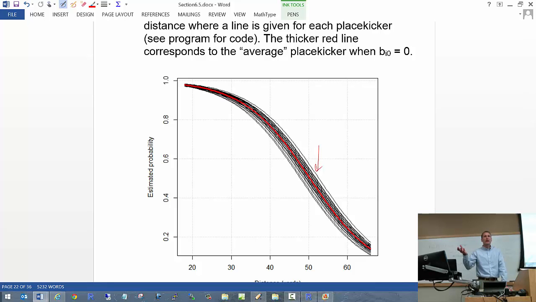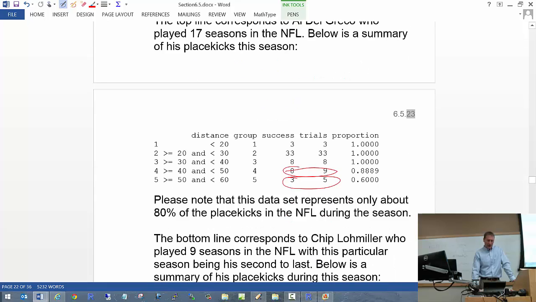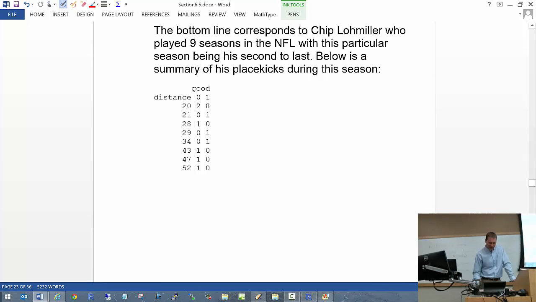I also have code in my program that shows how I can know that indeed that is Al, represented by that top line. Now the bottom line here corresponds to Chip Lohmiller. He didn't have as good of a career as Al Del Greco. He played 9 seasons, and this was his second to last season before he no longer was allowed to play in the NFL, I guess you could say. And you can see why his line is lower than the rest.